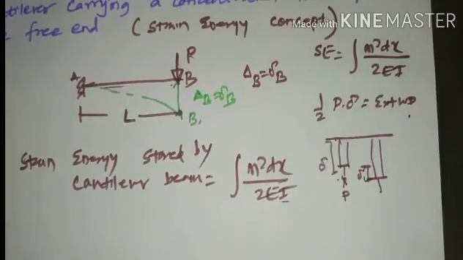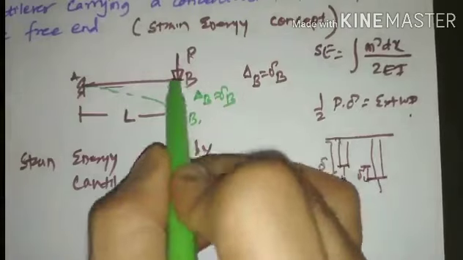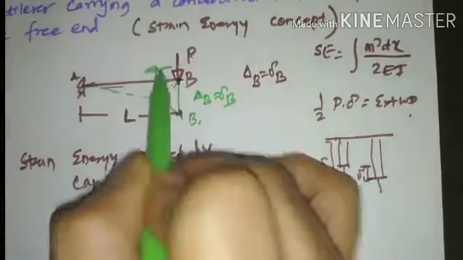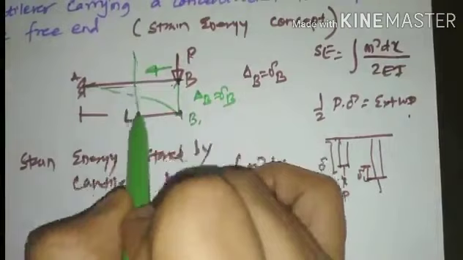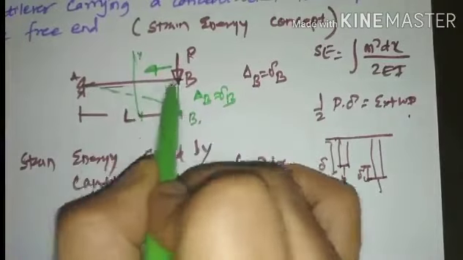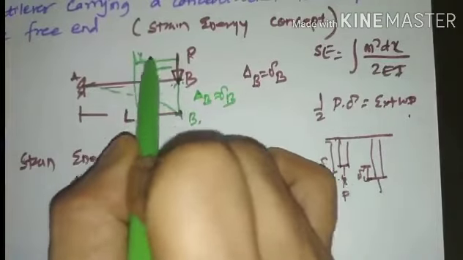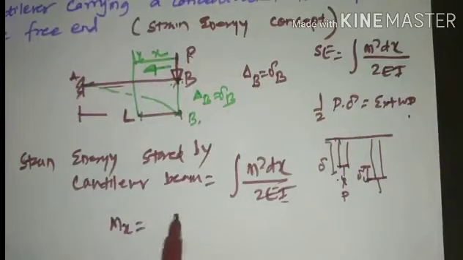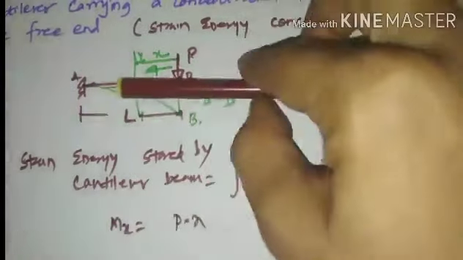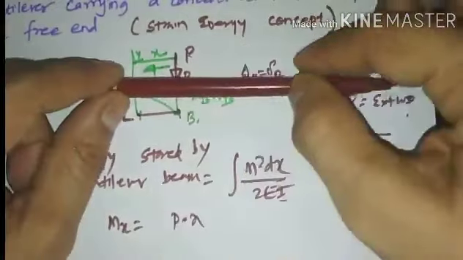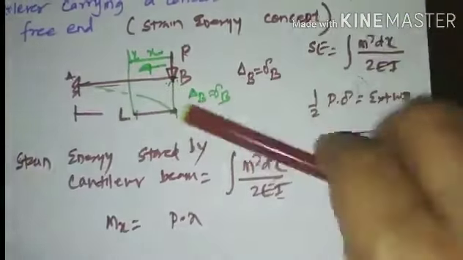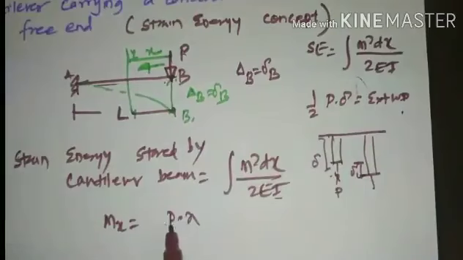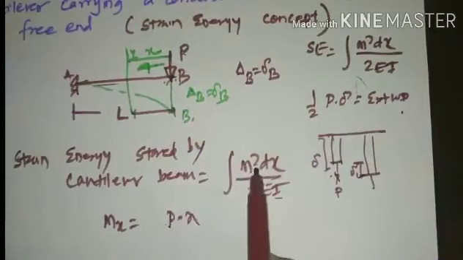To find the moment term, the section shall start from B and proceed towards the left-hand side. The section is considered here as YY, and with reference to point B, this section is at a distance X. So the moment at any position X shall be P into X, because with reference to this section, P is acting on the right-hand side, which will rotate in the clockwise direction. That is why it is expressed as positive load into perpendicular distance, so P into X. This is what we are going to substitute here.